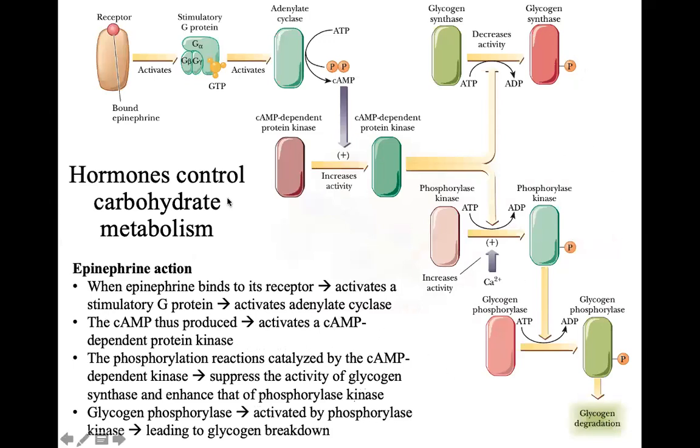All right, so we have reached this far. Hormones control carbohydrate metabolism. You know that this is similar to what we have discussed previously. You have here the receptor that is bound to the epinephrine, in red, and it activates the G protein. Remember, we have lots of subunits of the G protein: the G alpha, G beta, and G gamma. And in turn, when the G protein is activated, it can stimulate or activate the enzyme adenylate cyclase.